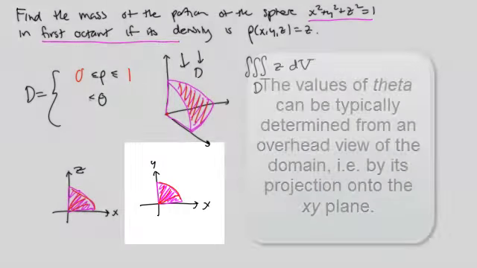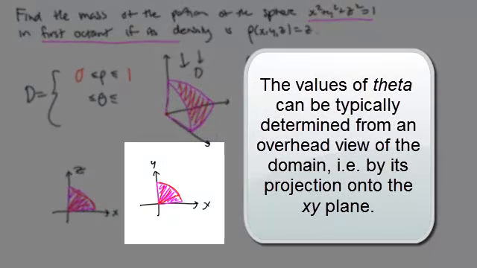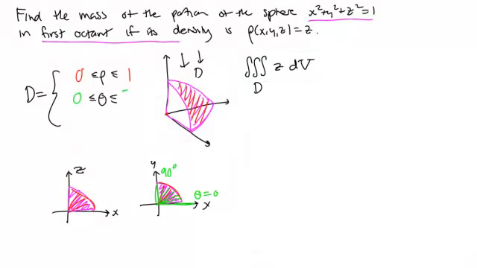What about the angle theta? So for the angle theta, we need to use the top-down view here. The smallest angle we can get would be theta equals 0, because the x-axis is part of the shape right here. Then the angle can increase all the way up to 90 degrees. And so the theta values stay between 0 and pi over 2.